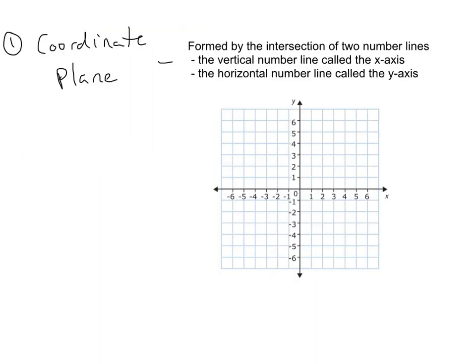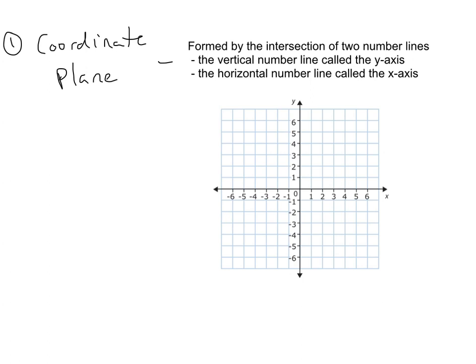So what's the coordinate plane? You've probably heard it before, and it's just formed by the intersection of two number lines, okay? So the first one is the vertical number line called the y-axis, and the horizontal number line called the x-axis. Sorry about that. Okay?